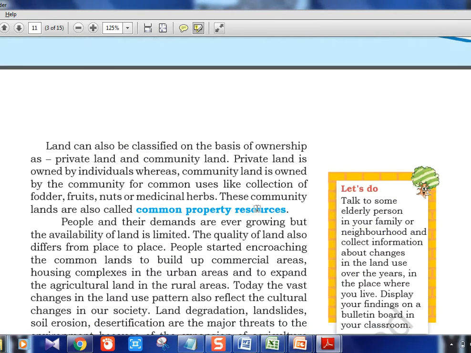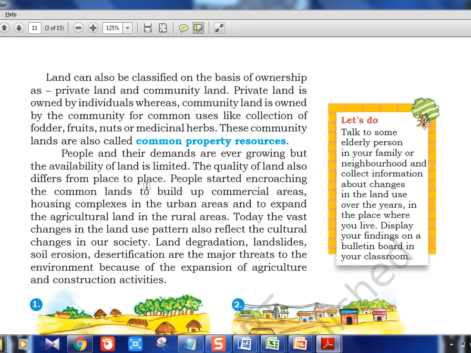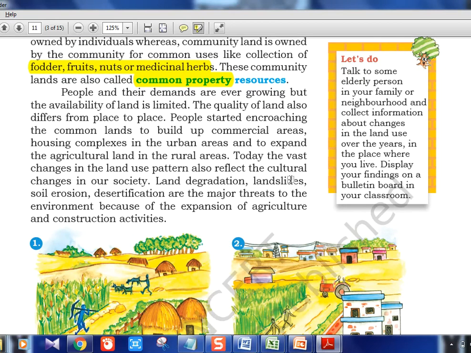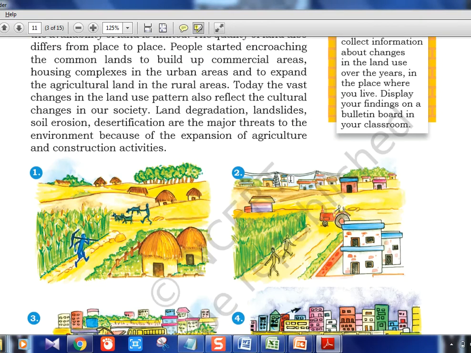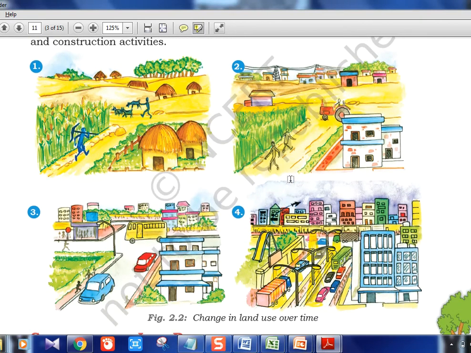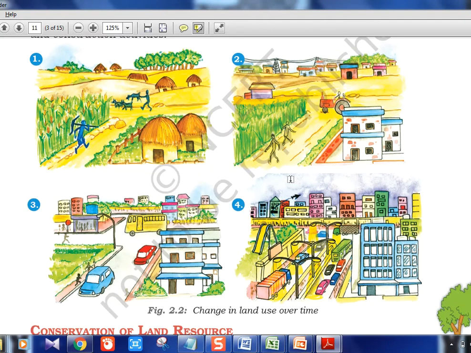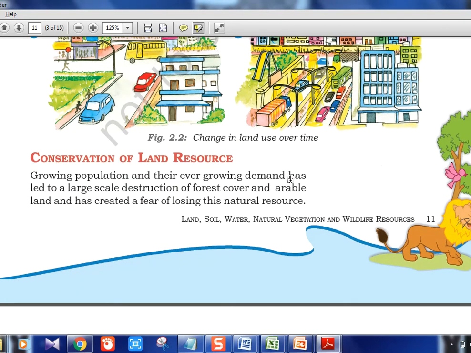Land can be classified on the basis of ownership. Private land is there, where an individual will be owning, or community land, which everybody is sharing for common uses like fruits, nuts, medicinal herbs. So, common property resources: community land and private land. Then people's demands are always growing, so they will be having different uses. That kind of story they are telling. Again, different pictures just for understanding cities and villages, rural areas versus urban areas.